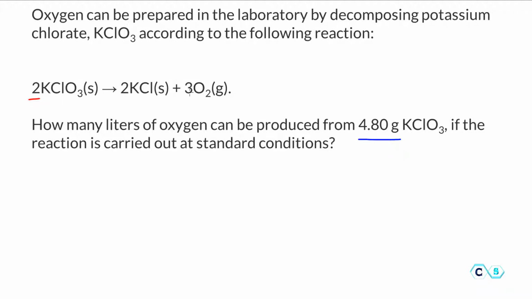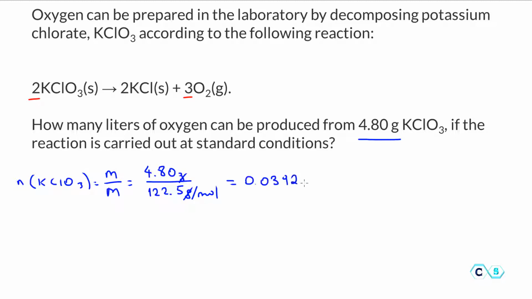So if we look at the reaction, every 2 moles of potassium chlorate is giving us 3 moles of oxygen. So in order to find the moles of the oxygen first, let's find the moles of potassium chlorate. This is equal to the mass, m, divided by the molar mass of potassium chlorate. So it is 4.80 grams over 122.5 grams per mole, the molar mass of potassium chlorate. We cancel the grams, so we have 0.0392 moles of potassium chlorate.